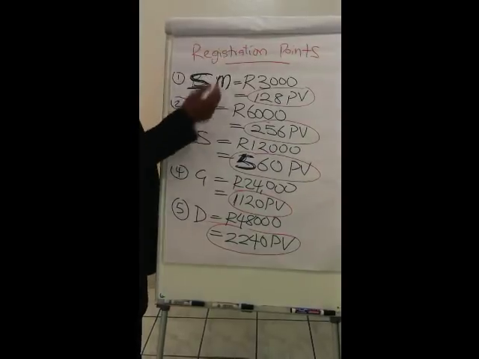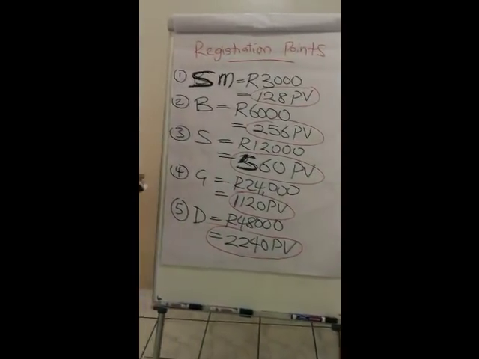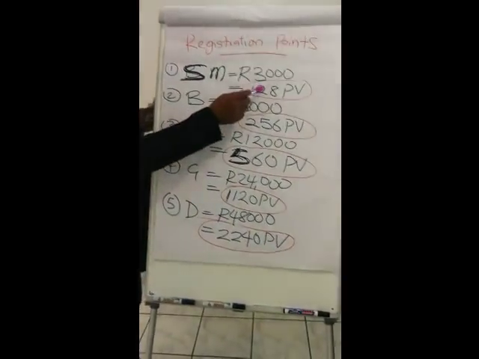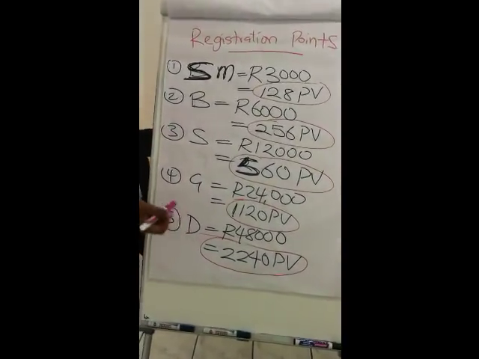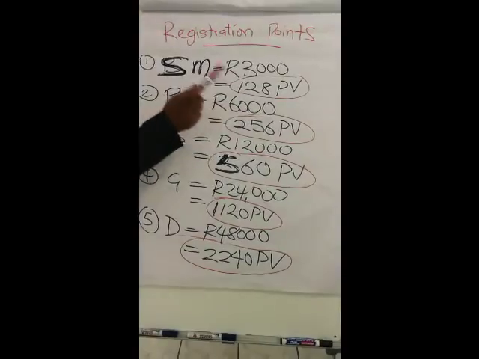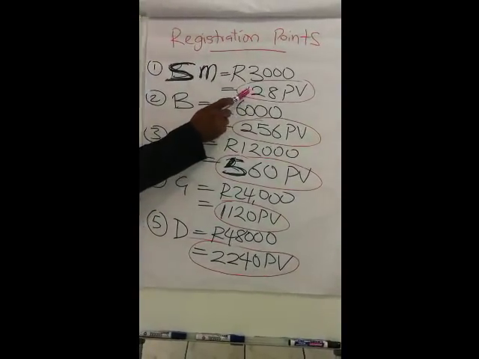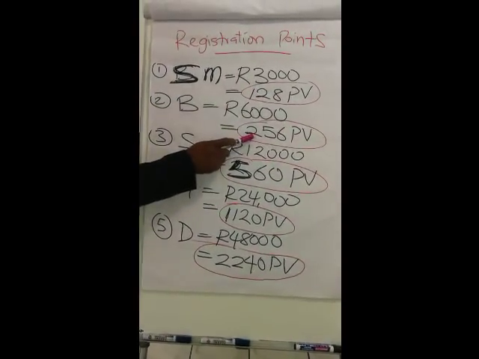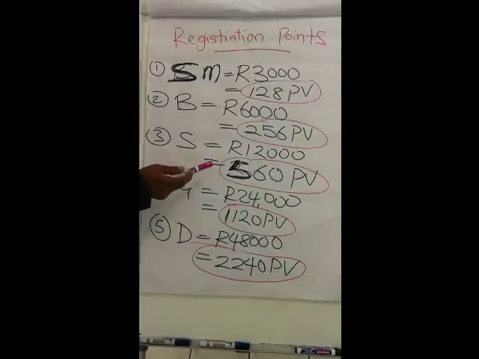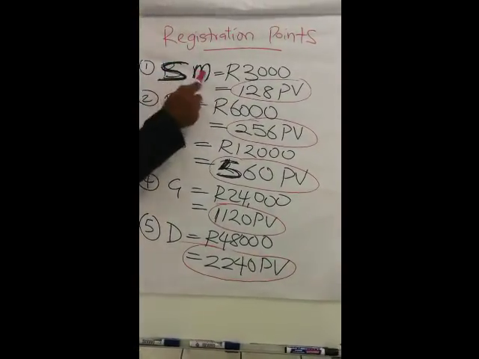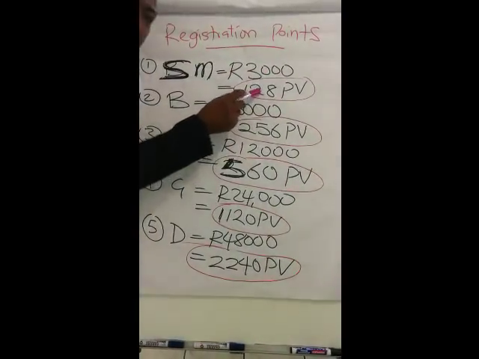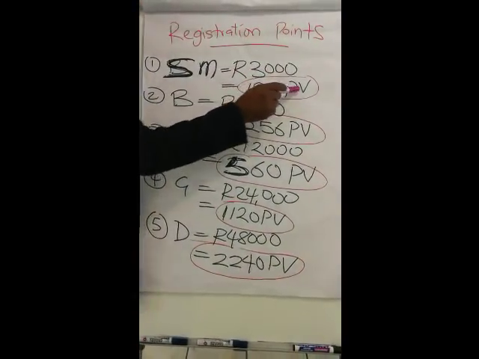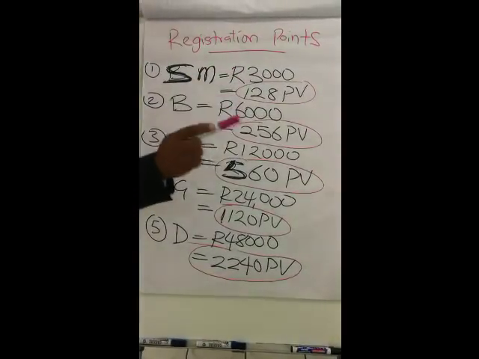Now let's look at the registration points. For every level, there's an associated points value for that registration. I remember I made an example with the 128 PV and the 256 PV. We'll see exactly why shortly. But for the senior member, registration is 3,000. This 3,000 comes with a value of 128 PV. Please, this is important to take note of.